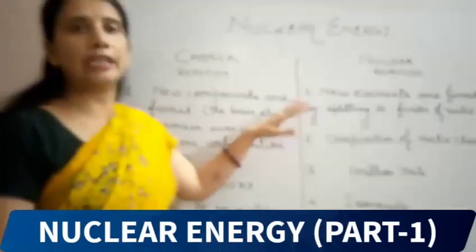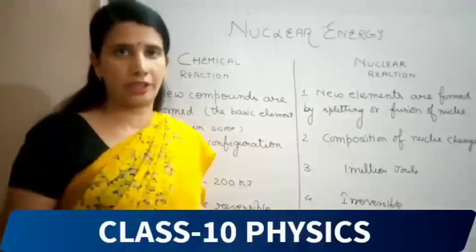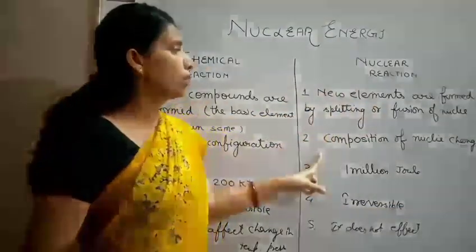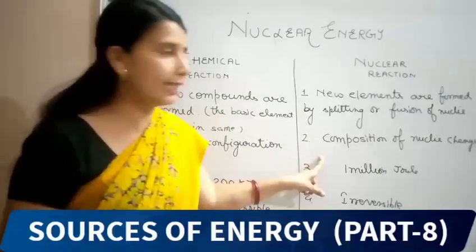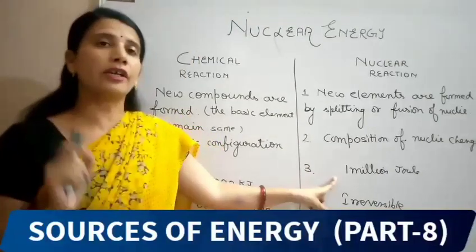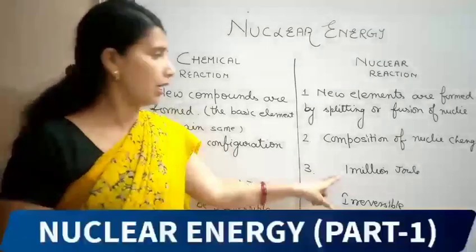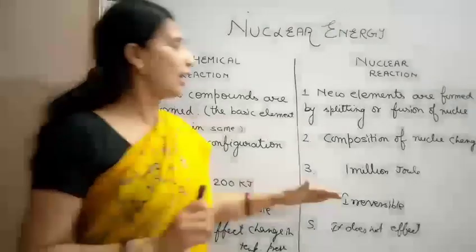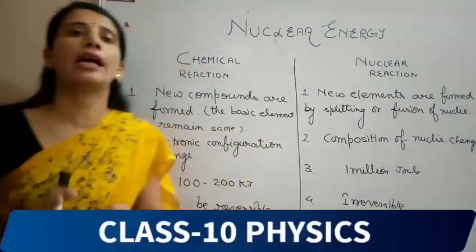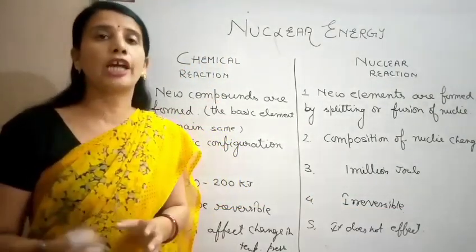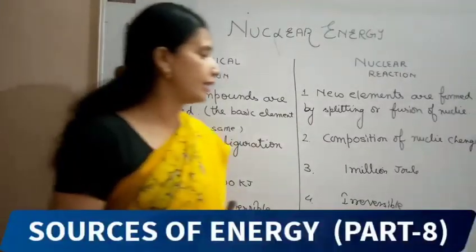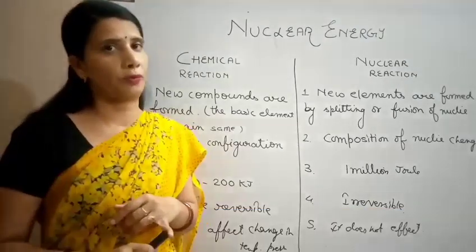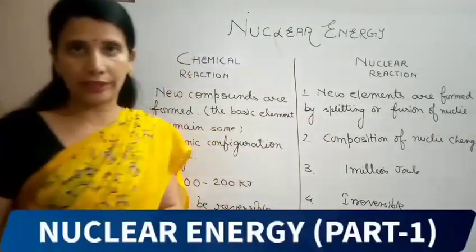So by this it is clear to us what a nuclear reaction is. In a nuclear reaction, new elements are formed, the composition of nuclei changes, and it releases a tremendous amount of energy, approximately 1 million joules, which is a very big amount. A nuclear reaction is always irreversible, we cannot get back, and it is not affected by change in temperature or pressure. So this was all about nuclear reactions.